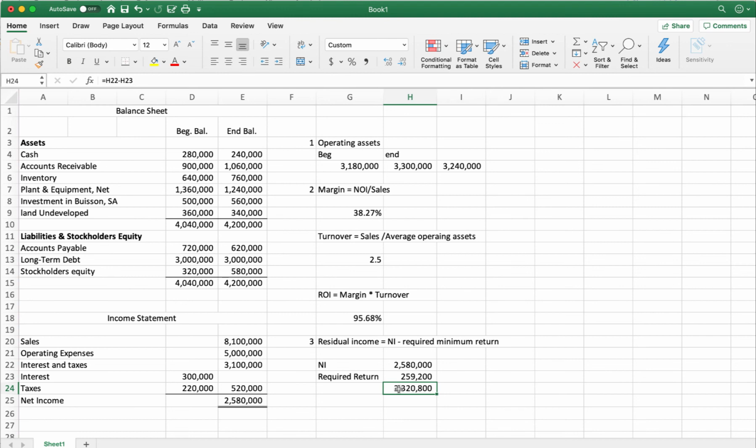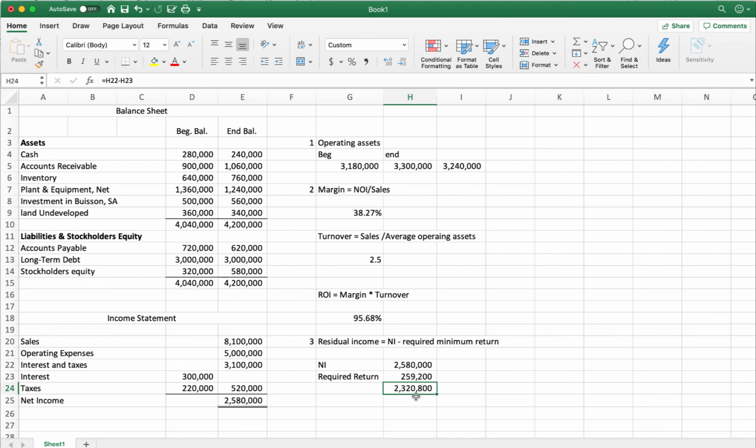keep in mind as you work on your homework problem, you're not going to have a negative residual income. The way I plugged in the numbers and the way everything worked out, we had a negative residual income. That is possible. That could happen, right? And if it does, that means that the company's not doing that well, correct?